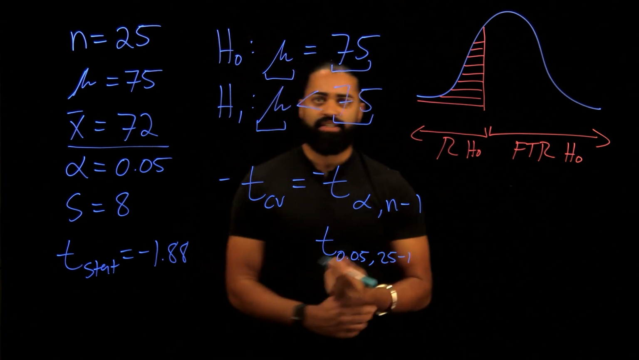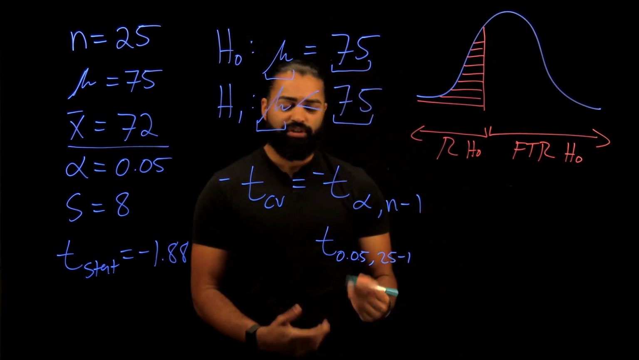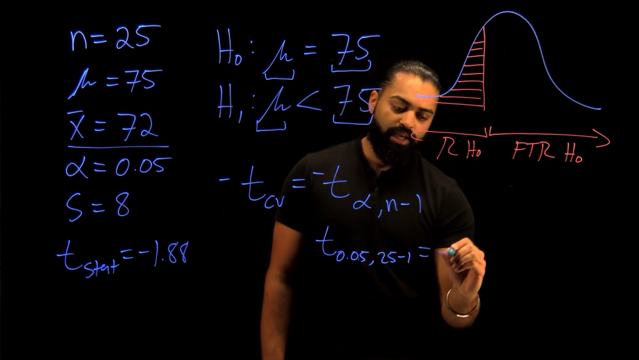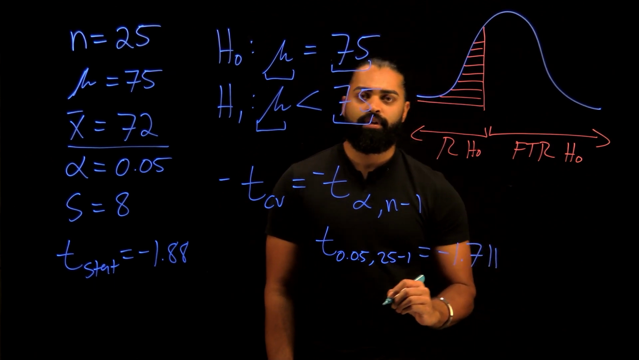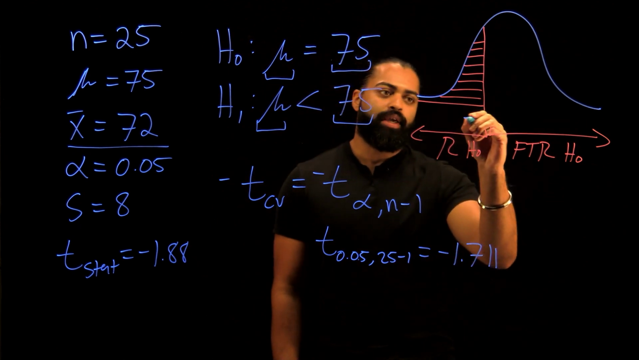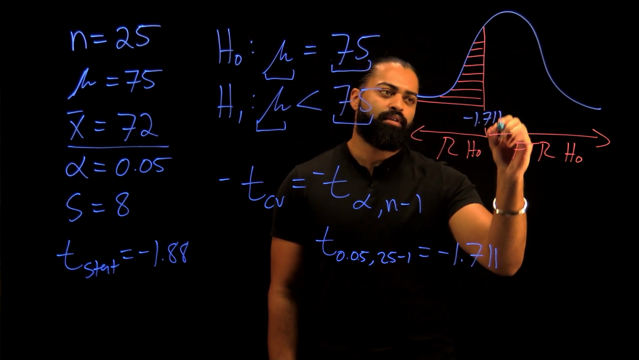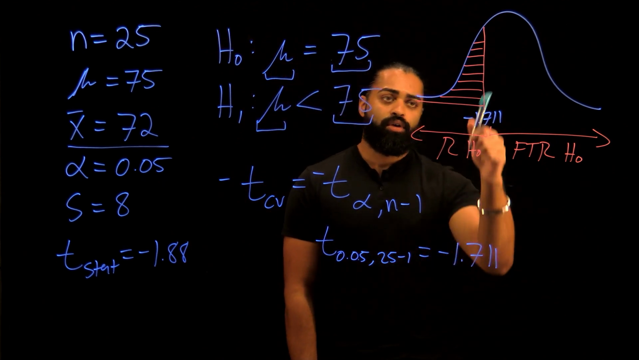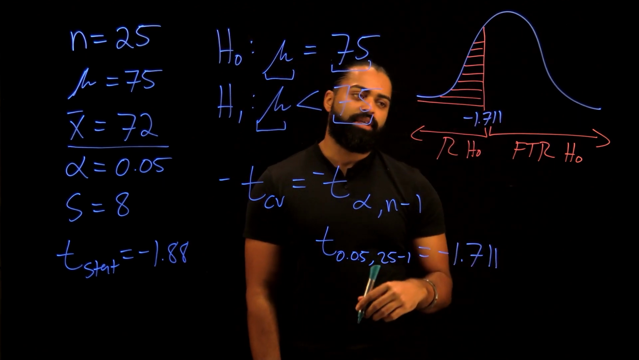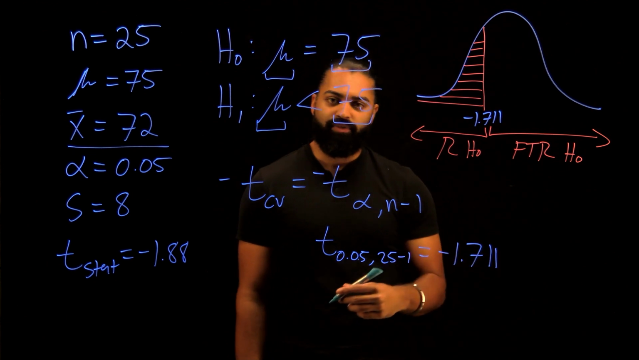If I look this up in my table, what I should find is negative 1.711. So that's what is going here. So anything on the left-hand side, or within this shaded region, is going to be reject. Anything to the right-hand side is going to be fail to reject.